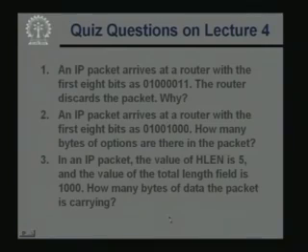Okay, so now let us very quickly look at today's questions. An IP packet arrives at a router with first 8 bits as this, the router discards the packet, why? An IP packet arrives with the first 8 bits as this combination, how many bytes of options field are there in the packet? In an IP packet, the value of the header length is 5 and total length is 1000, how many bytes of data are there in the packet?